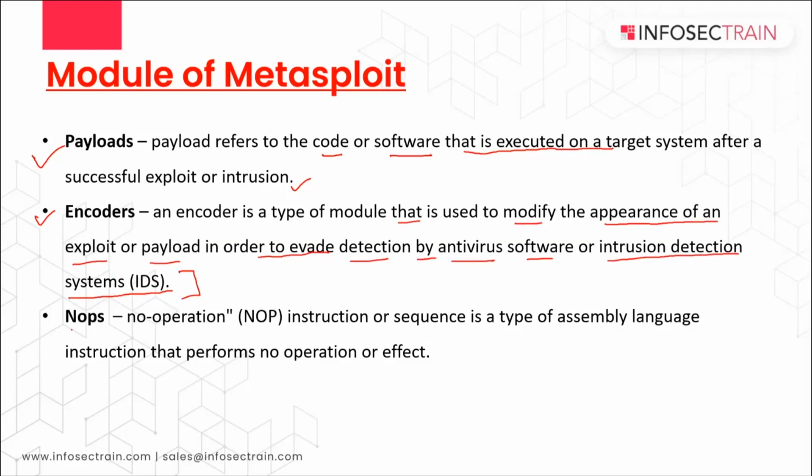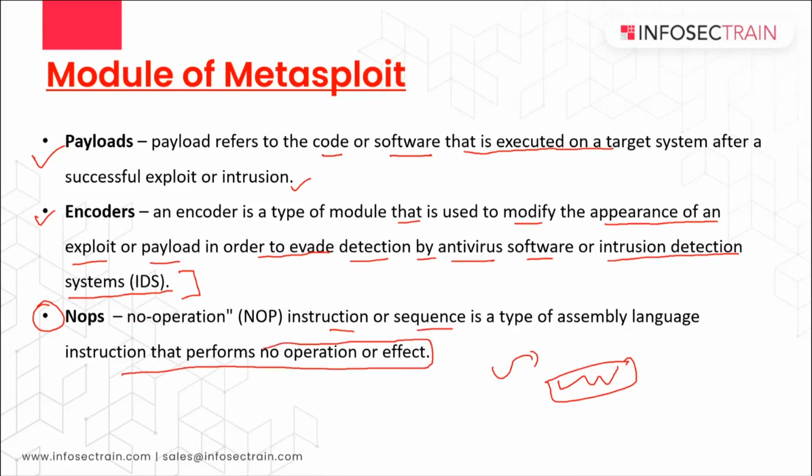Then there is going to be something like your NOPs, no operation. Okay, in one liner, it keeps my payload size consistent across exploit attempts, right? So it should not be that I'm trying to exploit and my payload size keeps increasing one after another, because then it will become detectable. So the work of the NOPs is to keep payload size consistent across exploit attempts. It is an instruction or sequence, a type of assembly language instruction that performs no operation or effect, right? But I was explaining it in simple language.